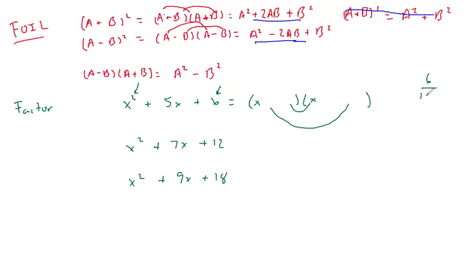Well, 1 times 6, 6 times 1, those both add up to 7. 2 times 3, 3 times 2. Aha, those both add up to 5. So this could be a plus 2 and a plus 3, or could be the other way around. x plus 3, x plus 2.